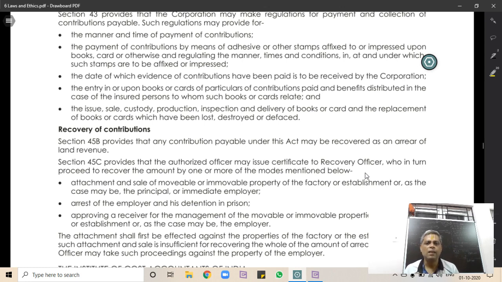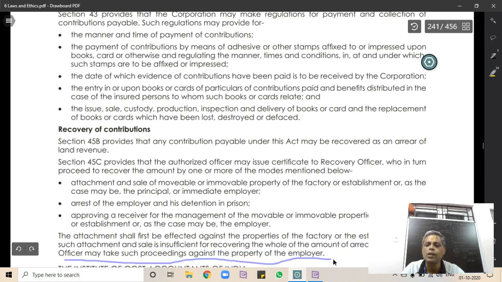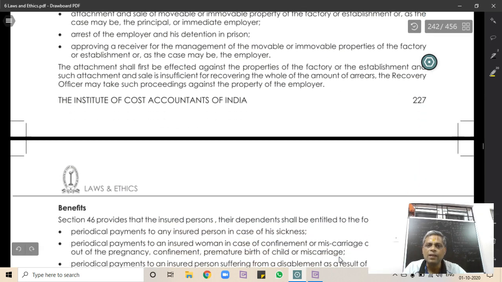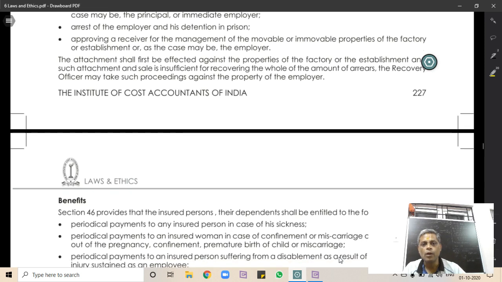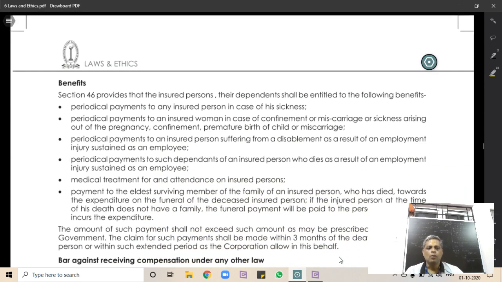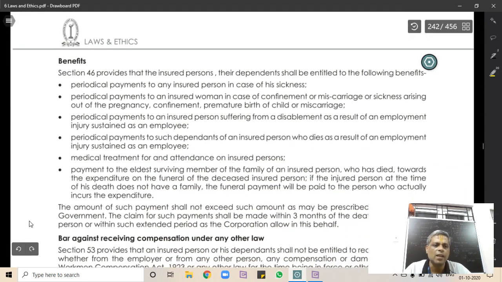The attachment shall first be effected on the properties of the factory or the establishment, and if such attachment and sale is insufficient for recovering the whole amount in arrears, the recovery officer may proceed against the property of the employer. So the balance amount can be recovered from the property of the employer, be it a principal employer or an immediate employer. Right?